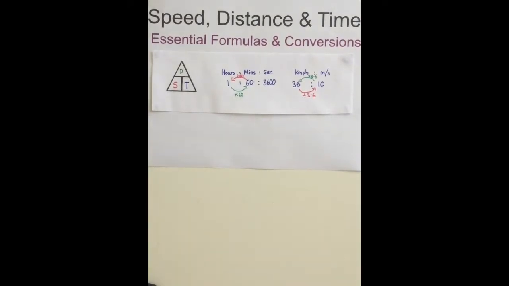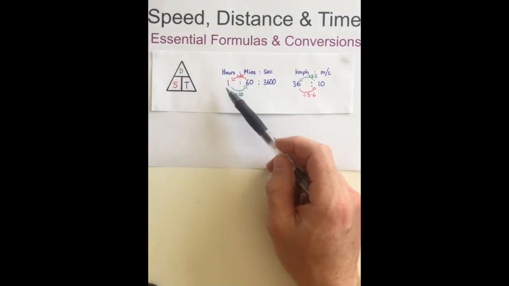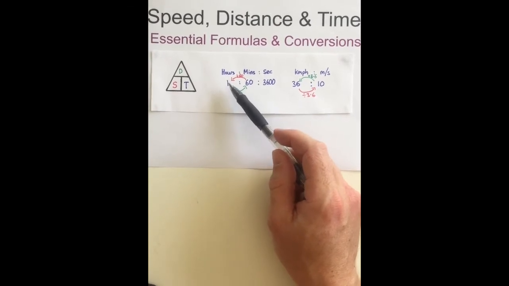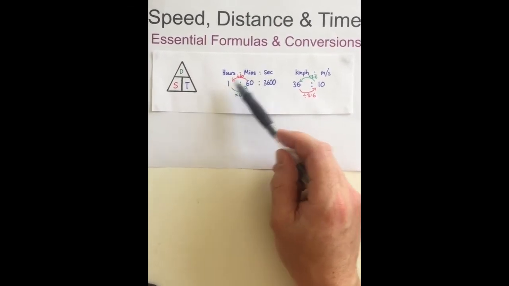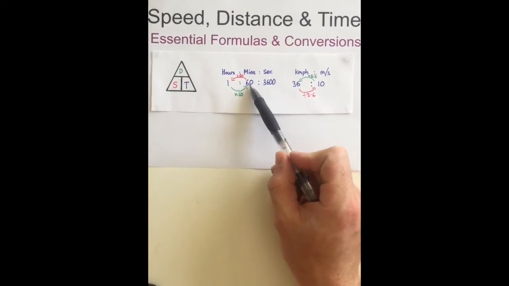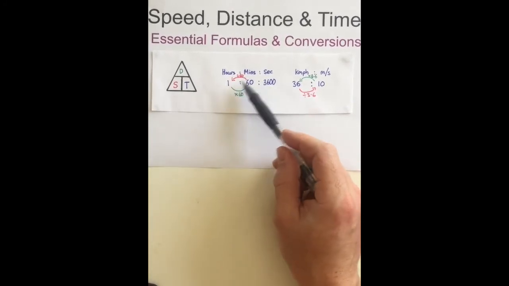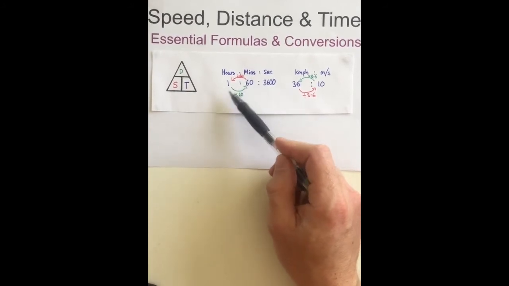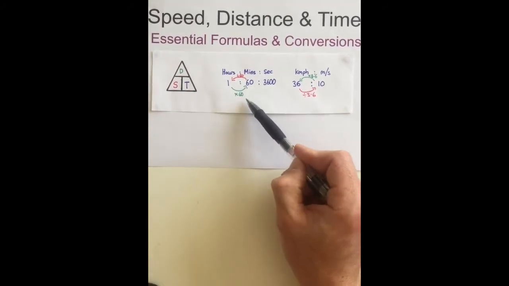The next thing you need to know is how to convert hours, minutes and seconds. Actually, it isn't too difficult. It's fairly self-explanatory here. If I give myself a simple conversion from 1 hour to minutes, well, we know that 1 hour is 60 minutes. And so how have I gone from hours to minutes? Well, I've times by 60. And that's the conversion for everything. So 2 hours is 2 times 60, 120 minutes.